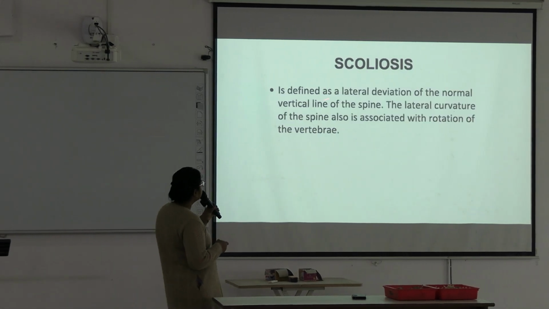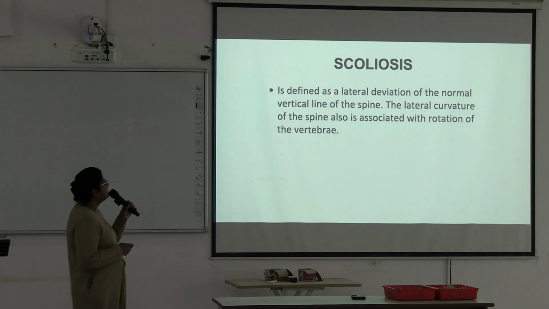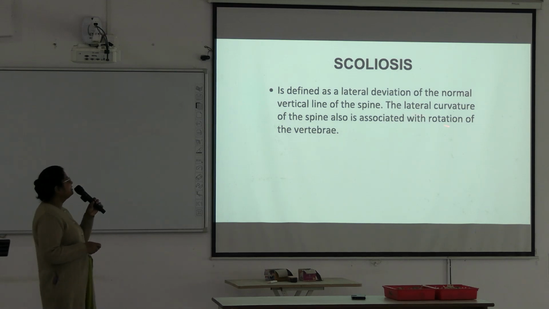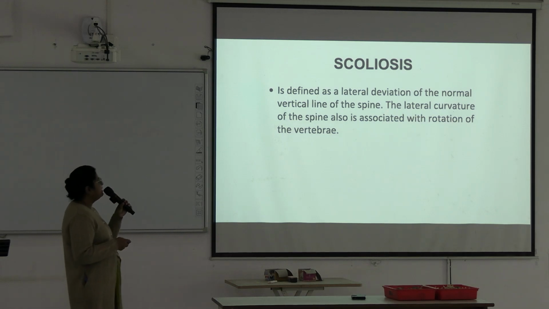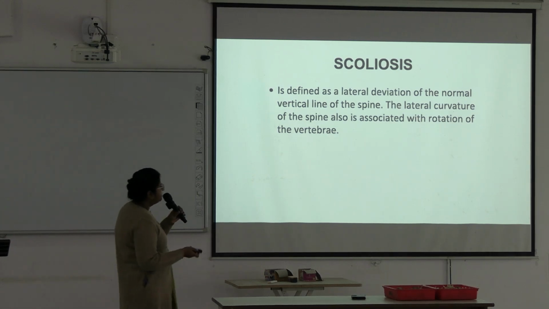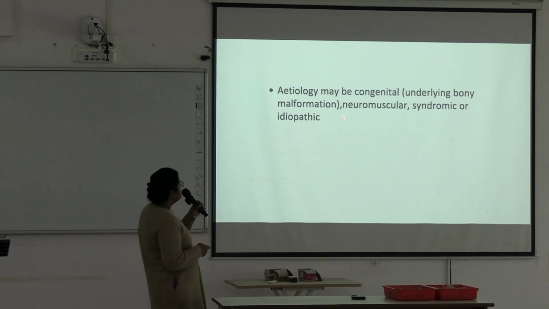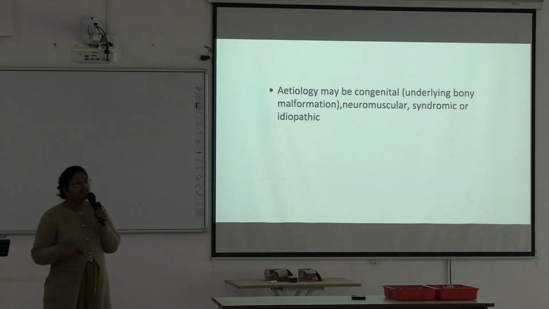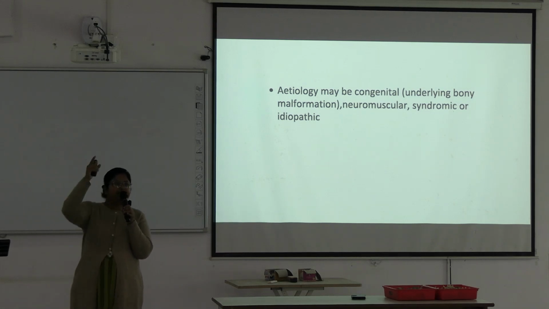Scoliosis is defined as lateral deviation of the normal vertical line of the spine. That means side bend. The lateral curvature of the spine is also associated with rotation of the vertebra. Next, what is the etiology? Normally, the vertebral column is vertically placed. If there is sideward bend, that is known as scoliosis.